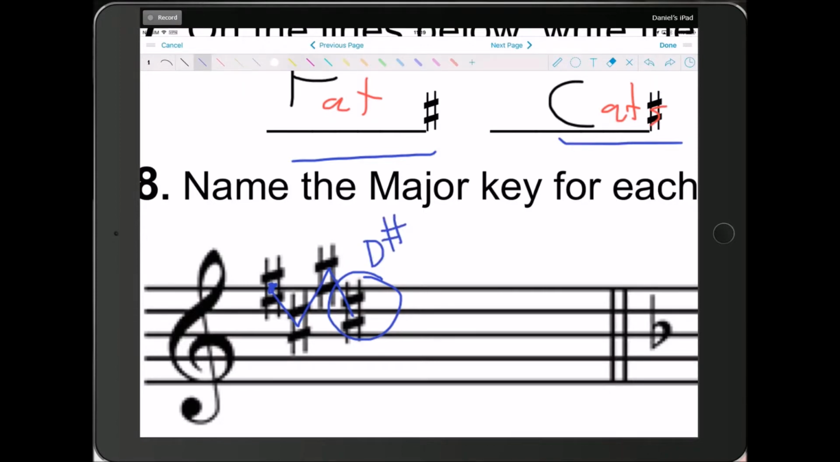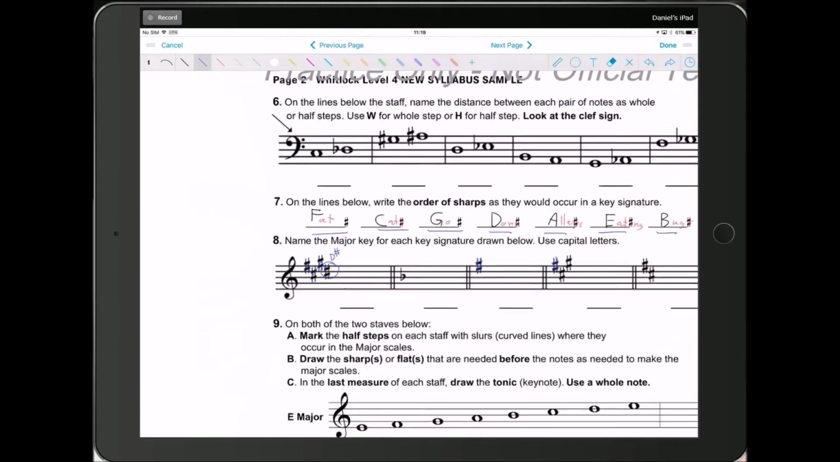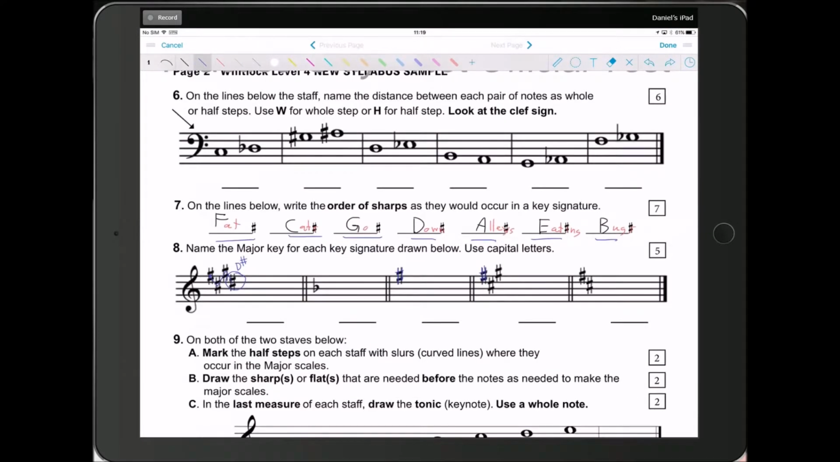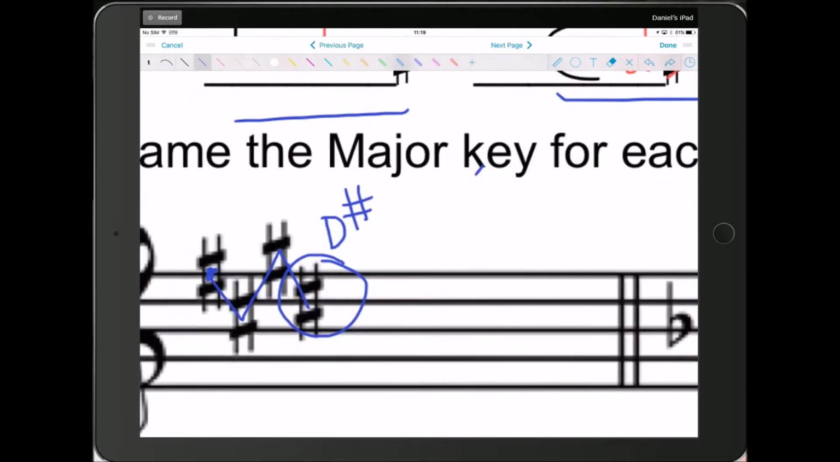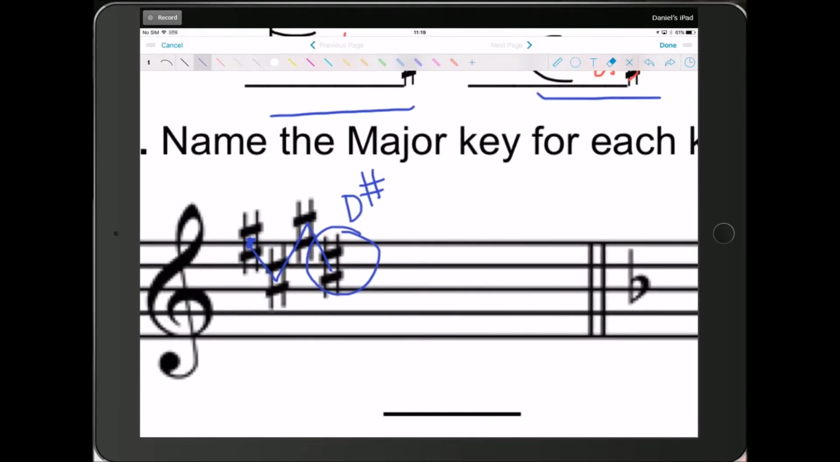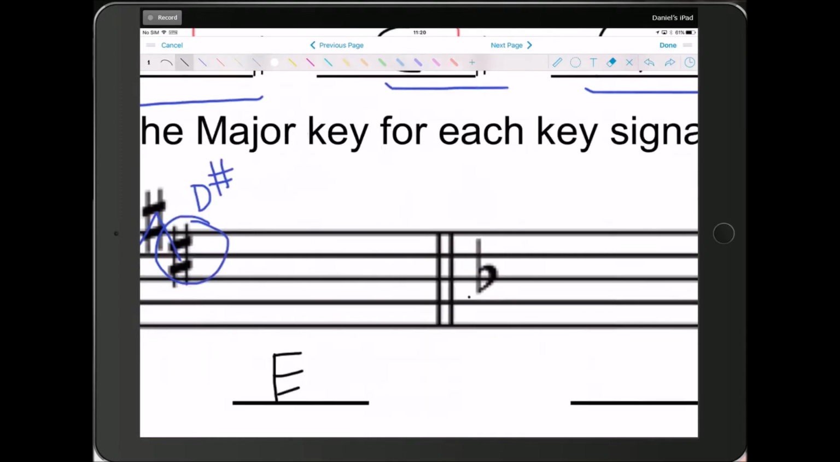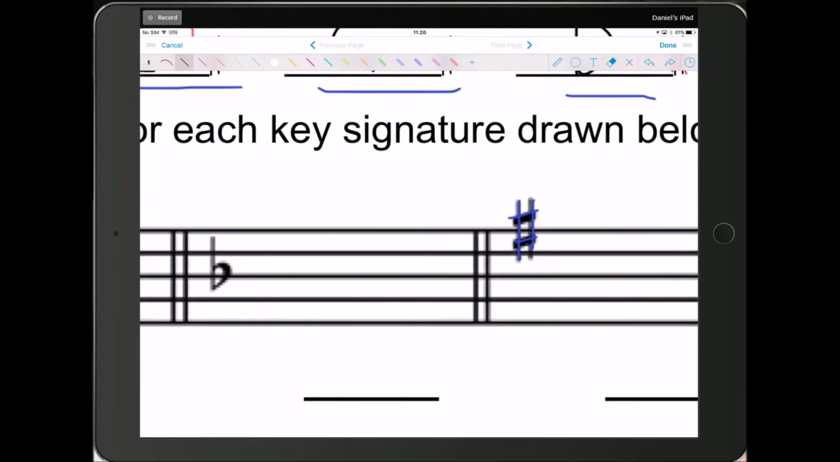Now, if you remember question number 6, when we were doing half steps, all you have to do is go from D sharp and go up 1 half step, and that's going to be the name of the key. So D sharp, up a half step from D sharp, the very next letter name, it will be E. Alright? I'm going to skip over this one.